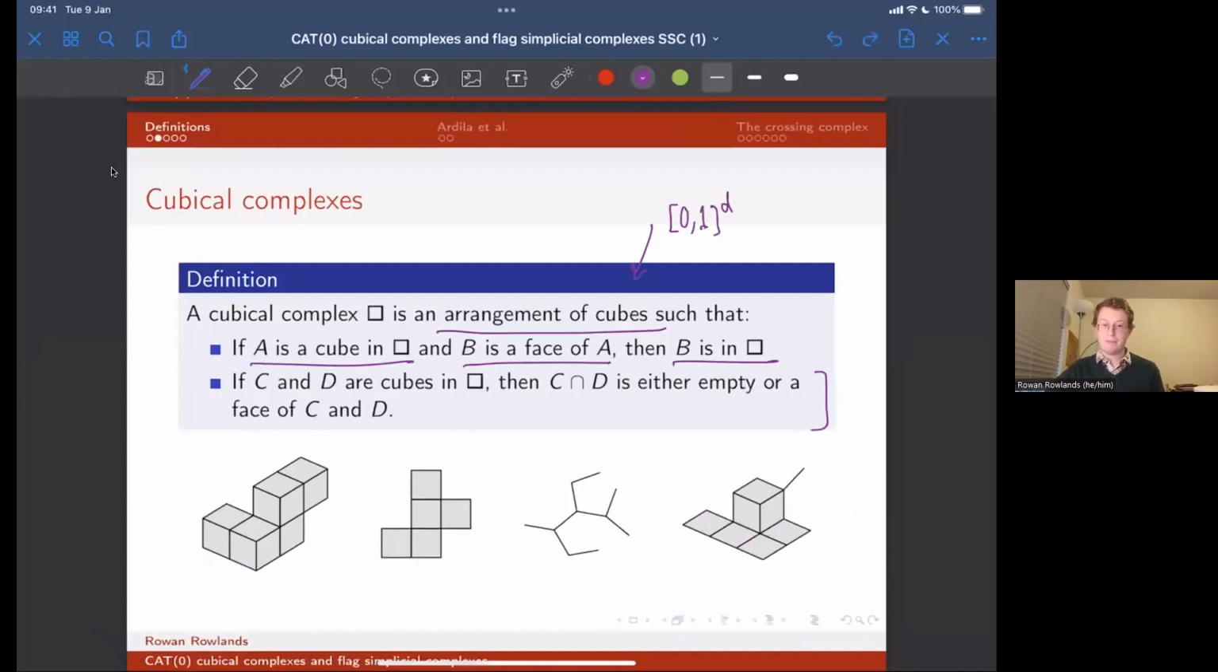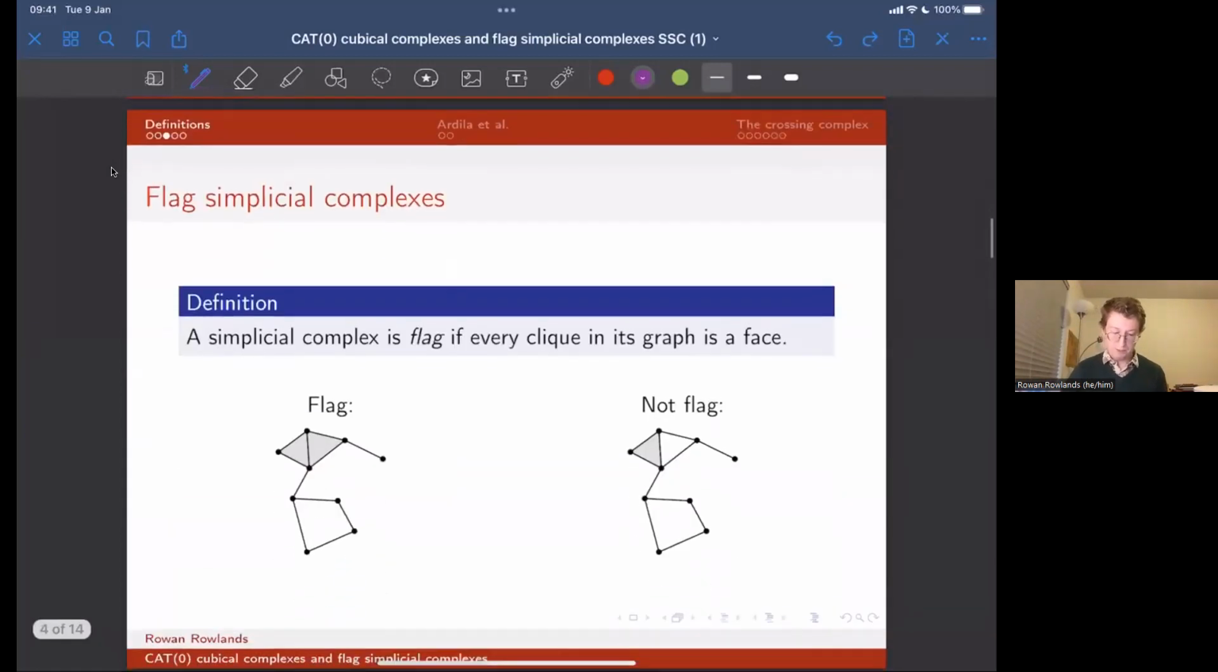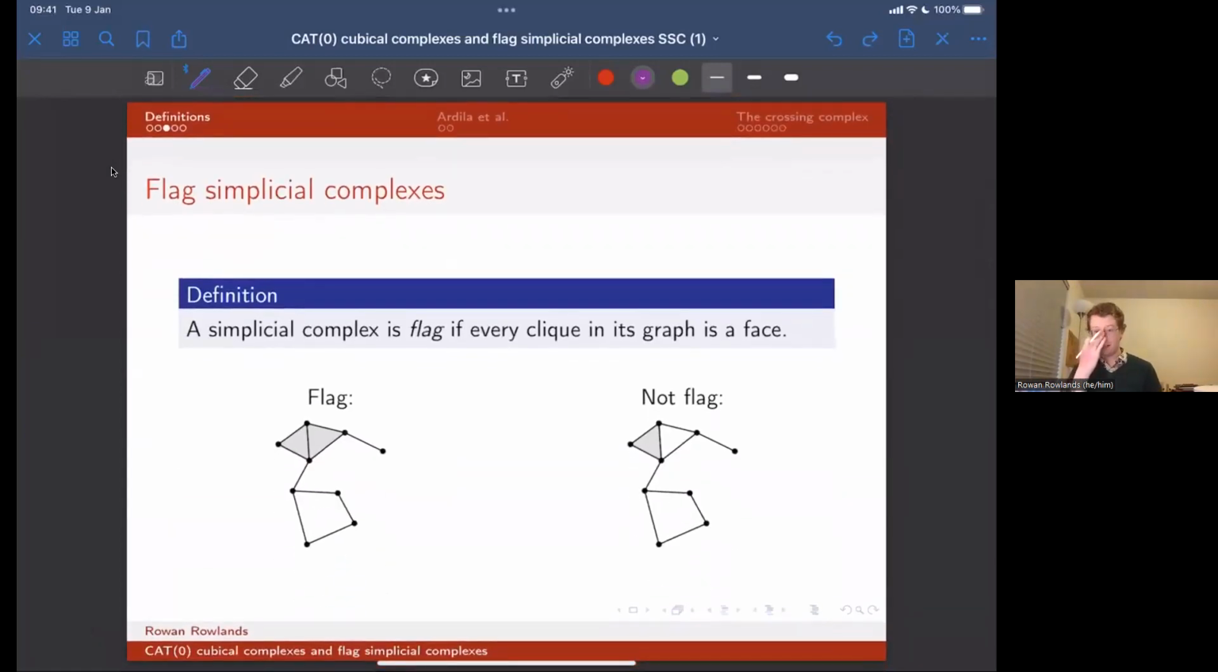All right. So we've defined simplicial complexes and cubical complexes. So those are the nouns in the top title. Let's take a look at the adjectives. So first up, we have flag simplicial complexes. Luckily, this one's pretty easy to define.